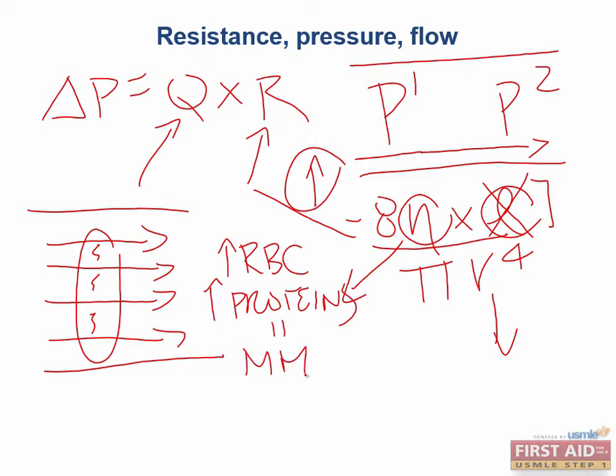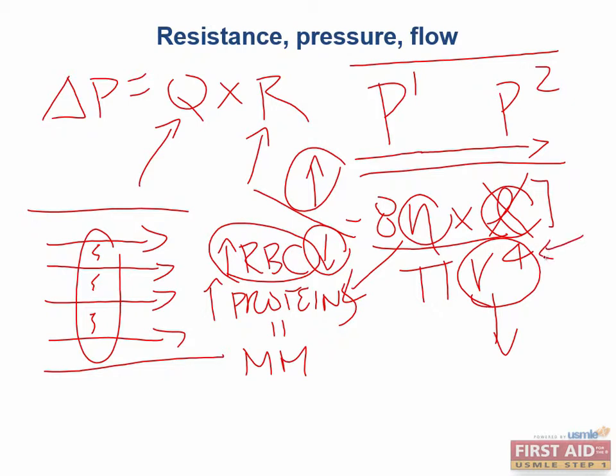Now, on the contrary, we can also decrease viscosity in a situation where we not increase, but we decrease red blood cells, and that's anemia. So anemia can actually lead to a flow murmur because of the turbulence created because of such high velocity due to low viscosity. Now, another important thing to remember is that the most important factor in this equation is actually the radius. That's why it's to the fourth power.